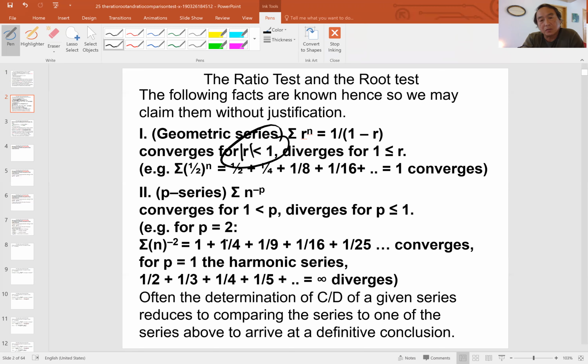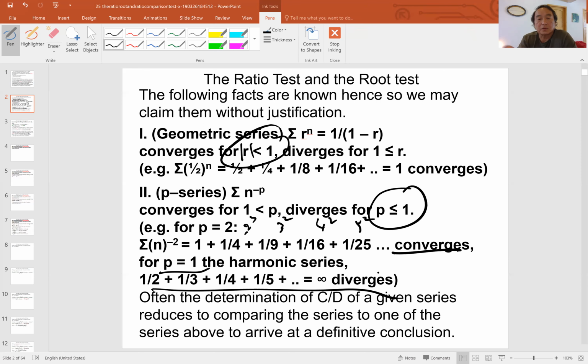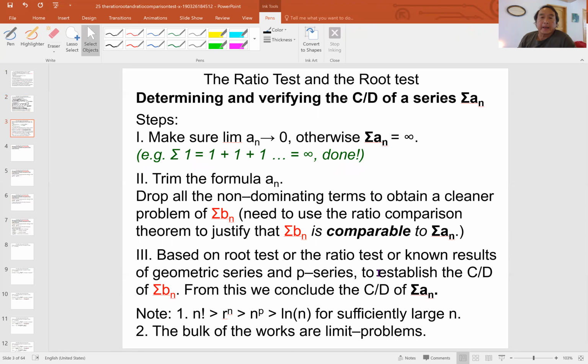The second type is a p-series. When p equals 2, it will be 1 over 2 squared, 3 squared, 4 squared, 5 squared, everything squared in the denominator. When p is bigger than 1, it converges. But when p is less than or equal to 1, it diverges. In particular, at p equal to 1, it diverges, the sum is infinity.